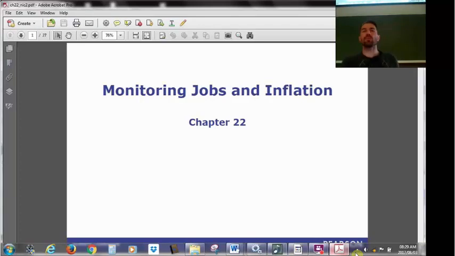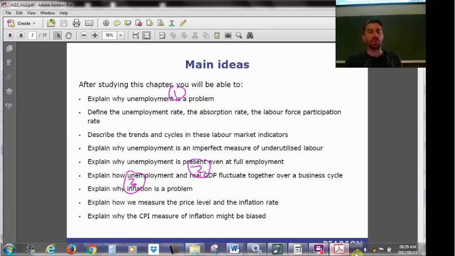I then moved on from chapter 21 onto chapter 22, and we're talking about, first of all, jobs and unemployment, and then what we're going to talk about is inflation. We haven't got to the inflation part yet. We're still talking about jobs. We went through a plan for how this chapter is going to unfold.